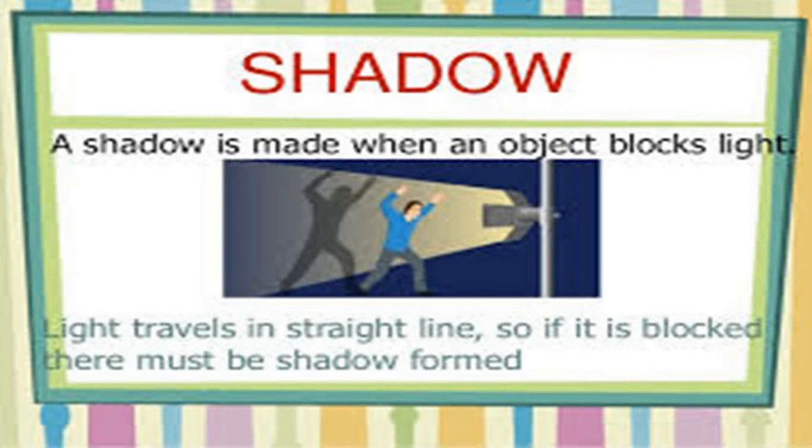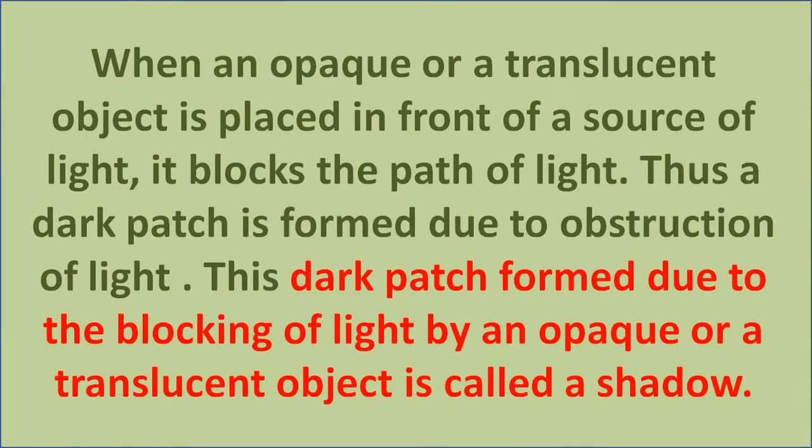In your previous class you have learned that light travels in a straight line. Okay, and if light is blocked, then only the shadow is formed. So children, when any opaque object like our finger, hands, books is placed in front of a source of light, it blocks the path of light. You all know that opaque objects do not pass light, thus a dark patch is formed due to the blocking of the light. So this dark patch formed due to the blocking of light by an opaque object or even by a translucent object is called a shadow.